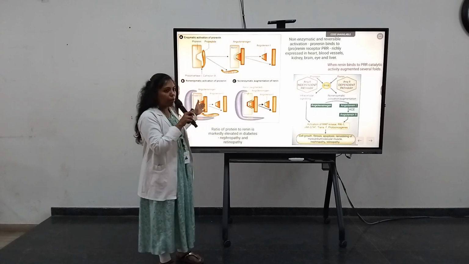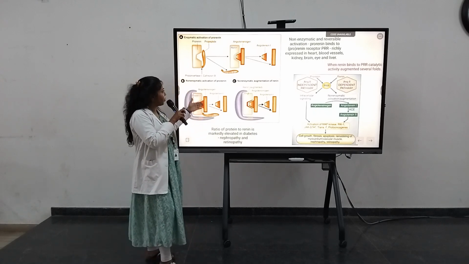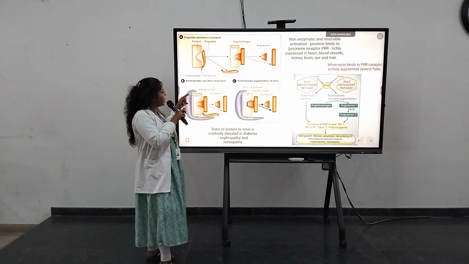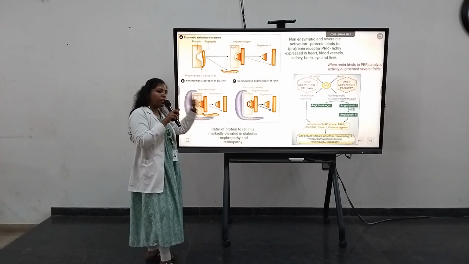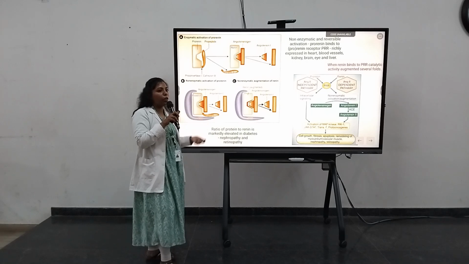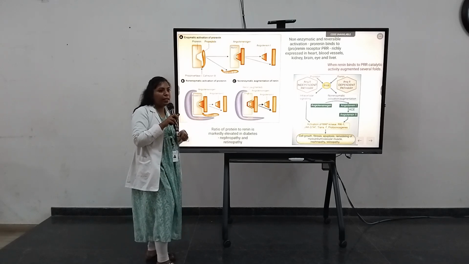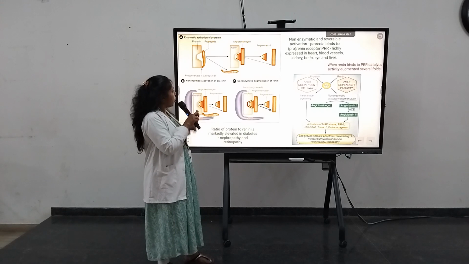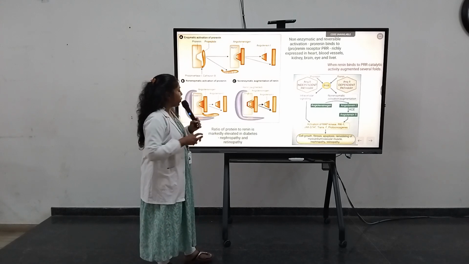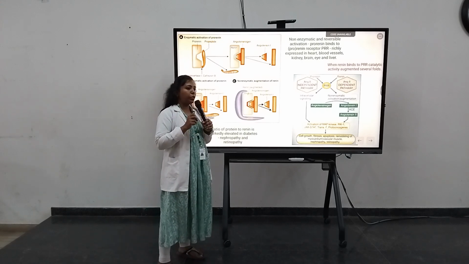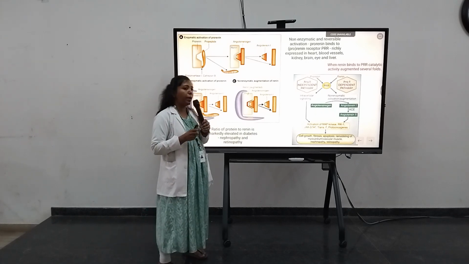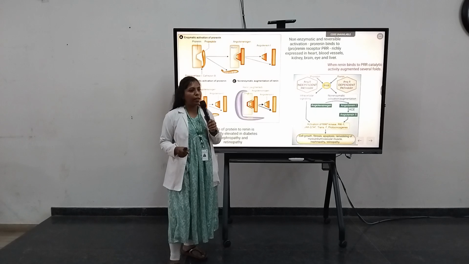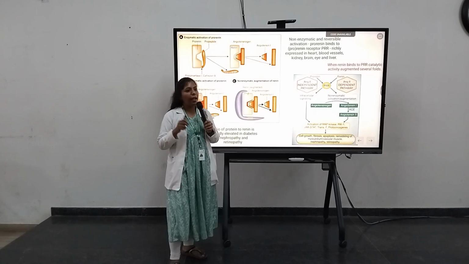Whereas in the second image, that is part B of the image, you can see that the prorenin is getting activated non-enzymatically. So how? I just told you about the enzymatic activation. Now I'll tell you how non-enzymatically the prorenin is getting activated. Non-enzymatically, if you see, the prorenin will get attached to the prorenin receptor. This prorenin receptor will bind both prorenin and also renin. It can bind both prorenin and renin.